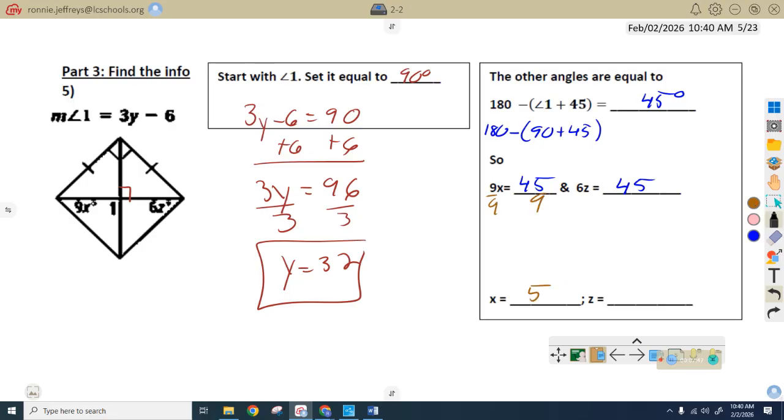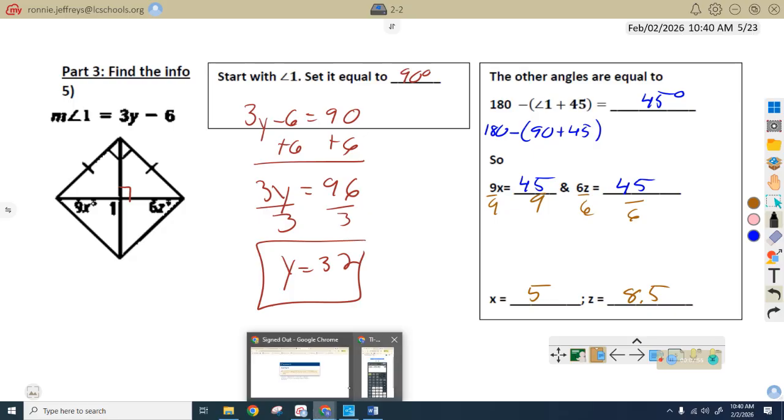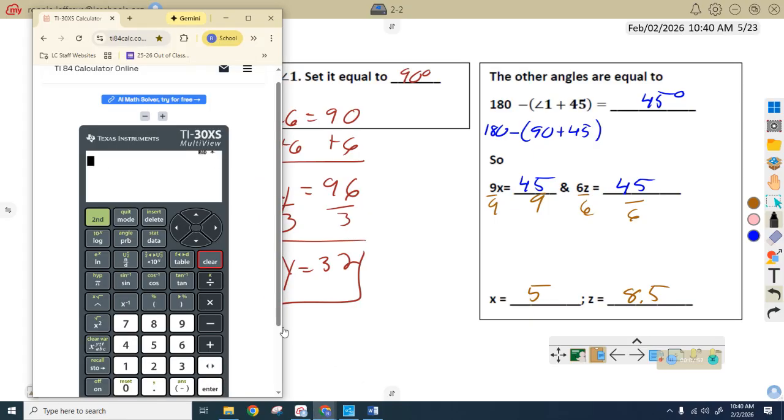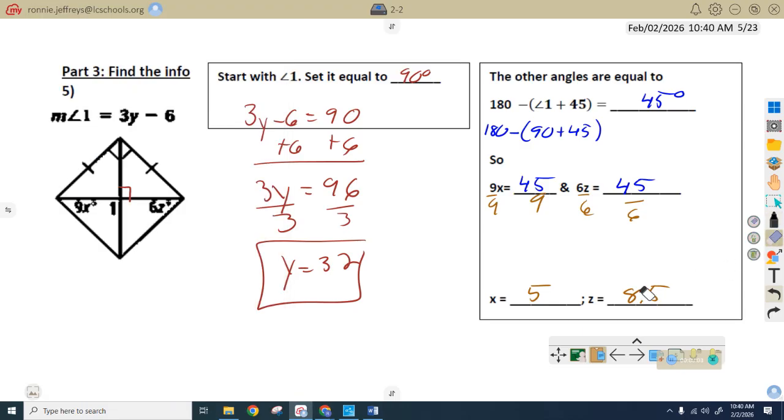So this would be 5, 6, 6. This should be 8.5. Let's just double check. 45 divided by 6. Oh, 7.5. I knew it's something like that.